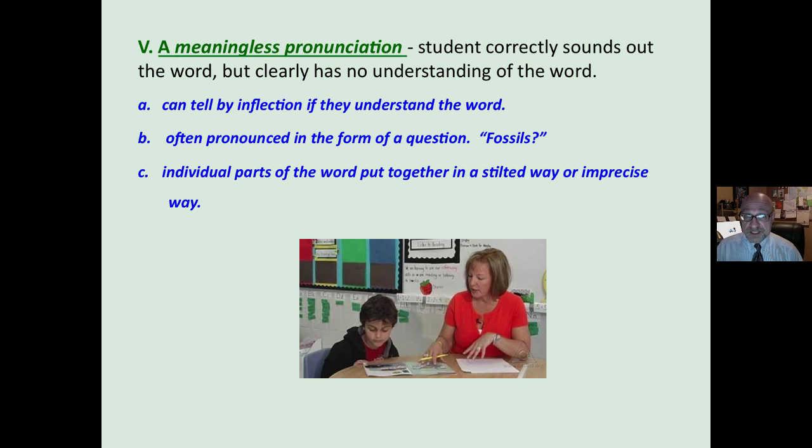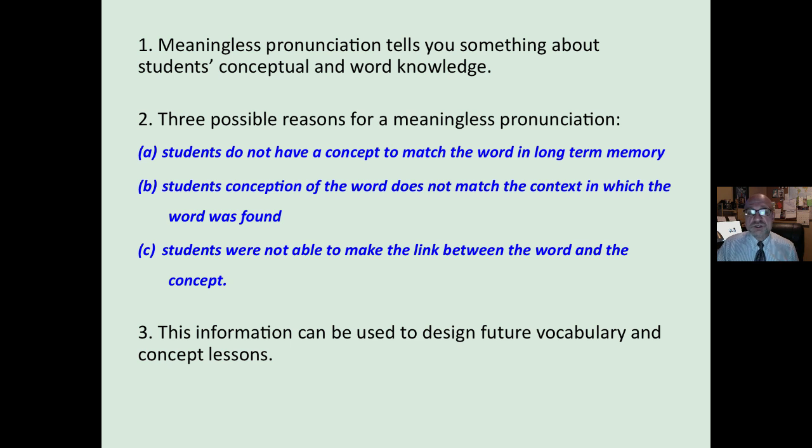A meaningless pronunciation tells us something again. This is where the student correctly sounds out the word, but clearly has no understanding of the word. You can tell by the inflection that they don't understand the word, often pronounced in the form of a question. "Fossils?" All right? Individual words put together in a stilted or imprecise way. It gives us a sense that they can sound out the word. Technically, it's not a miscue, but it tells us something about their conceptual knowledge and their word knowledge.